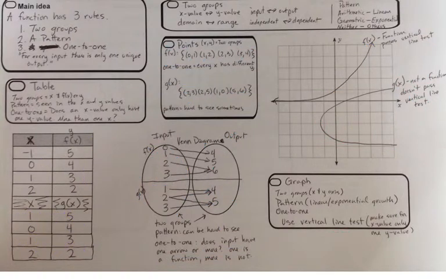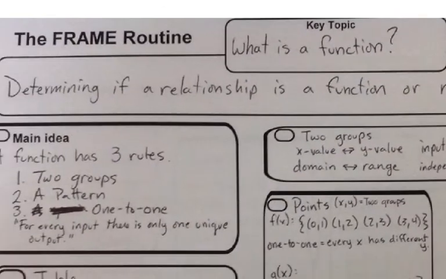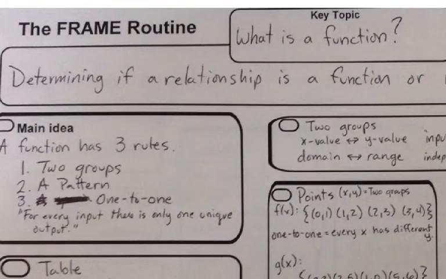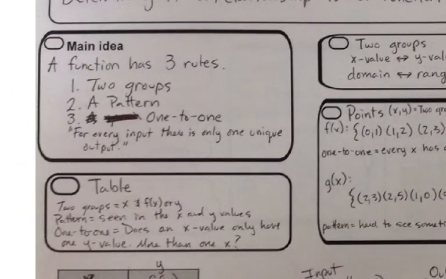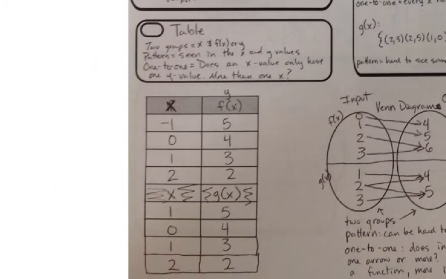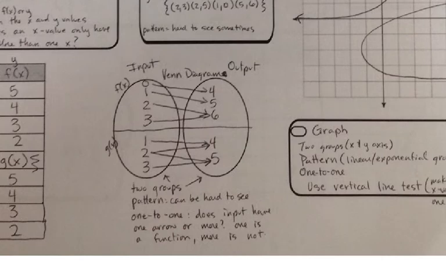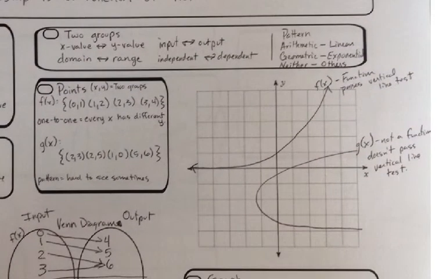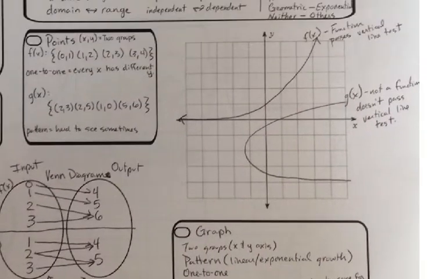So, just to help you guys out for if you need to copy this down, you can hit pause anytime to get this down. So what is a function? Determining if a relationship is a function or not. Function has 3 rules. There they are. There's the table. Venn diagram. Points. Talking about the two groups and patterns, and finally the graph.